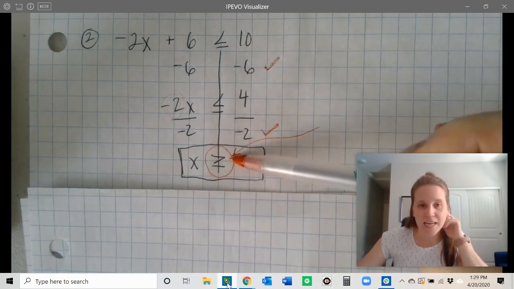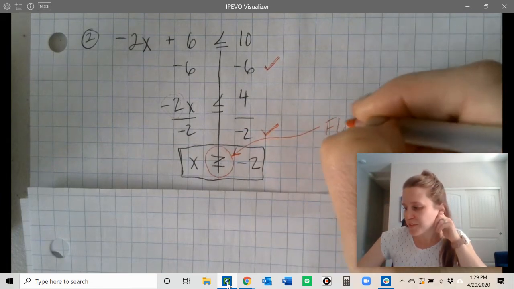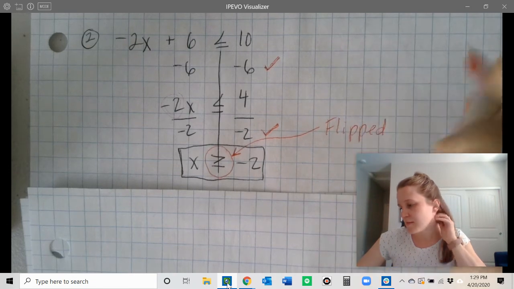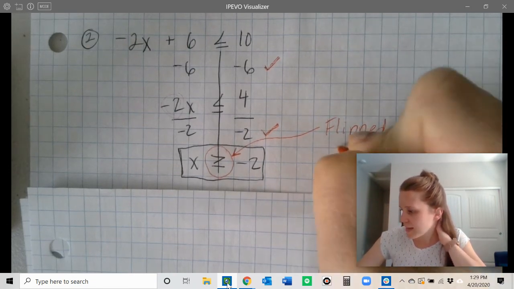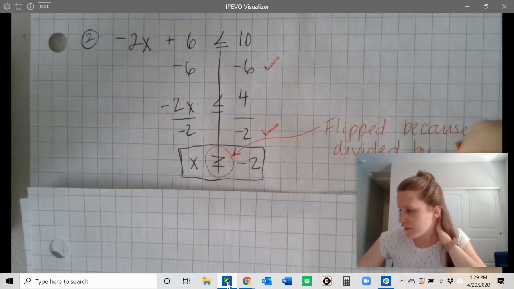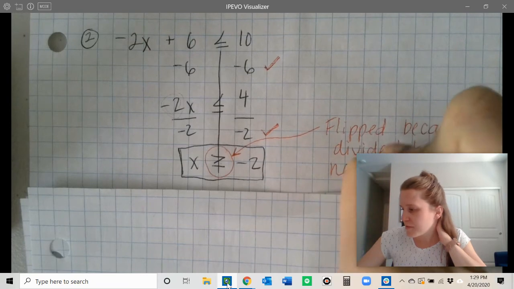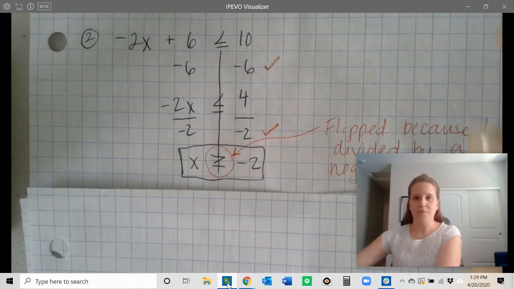Next to where you flipped that inequality symbol where you wrote your solution, I want you to write why you did that. So I'm going to write: flipped because I, in this problem, divided by a negative number.